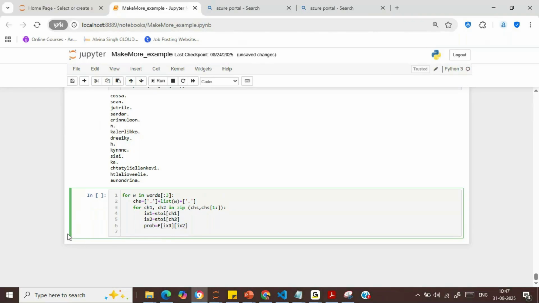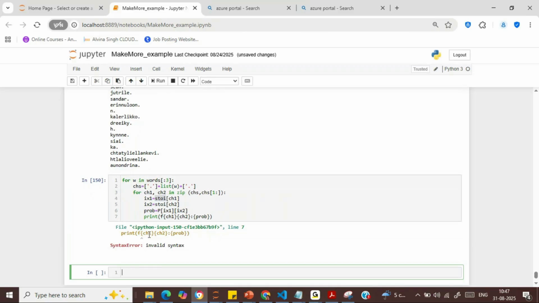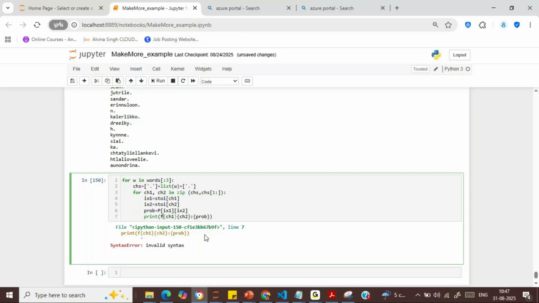I'm going to calculate the probability, and I just want to print it. Print, and say f, ch1 and ch2, comma, what I want to have, probability. Let me try to execute this. Syntax error, ch1. Okay.